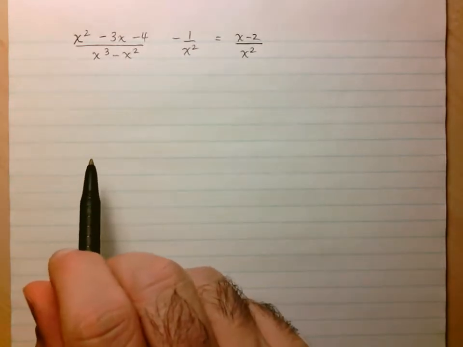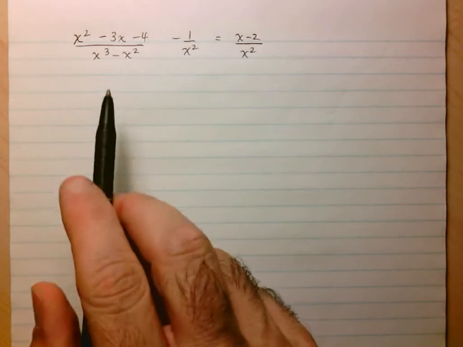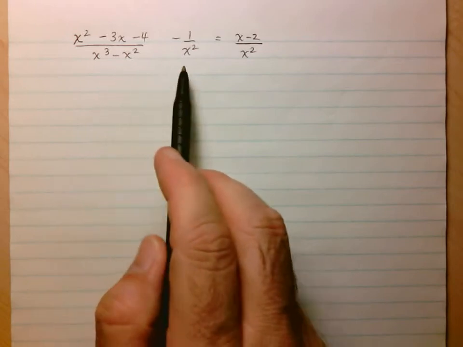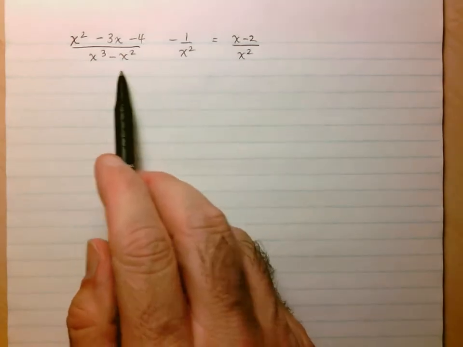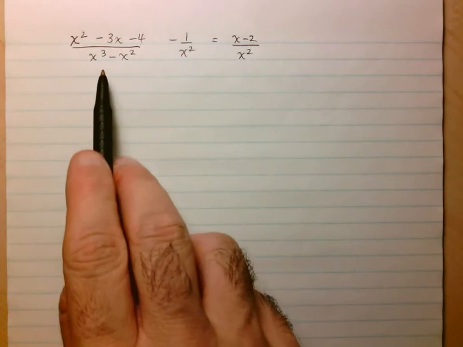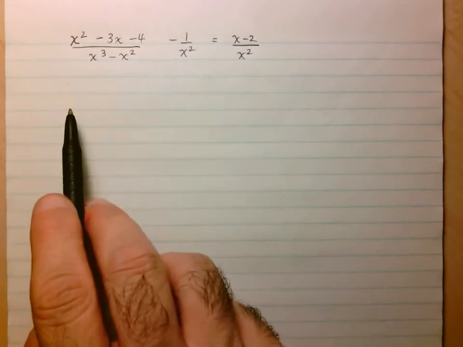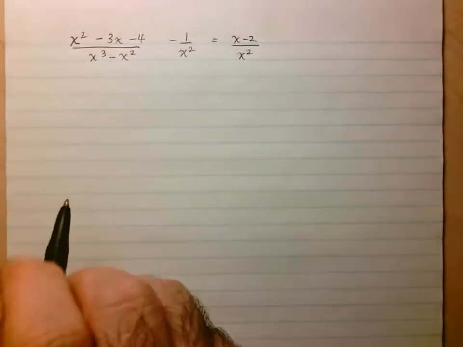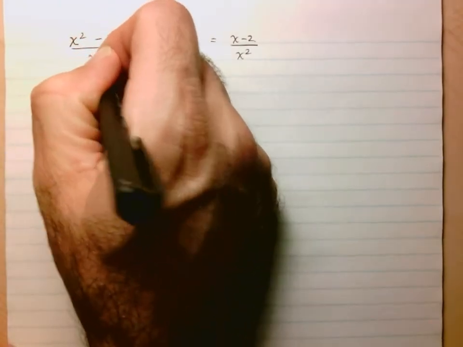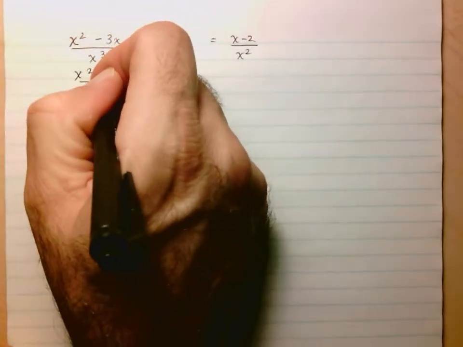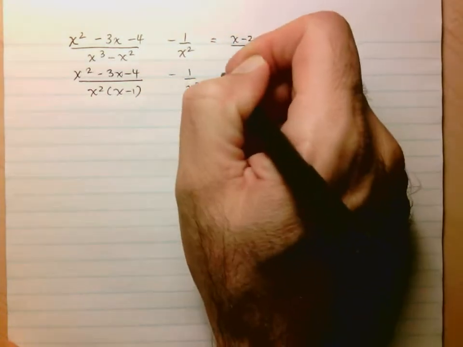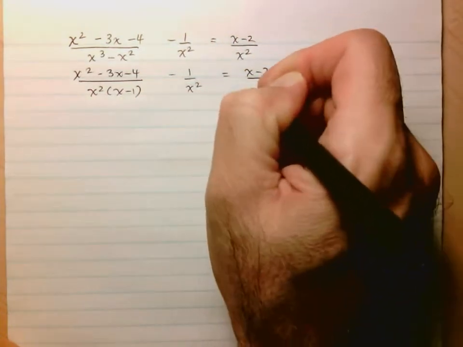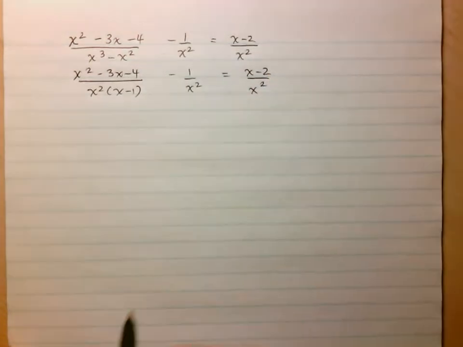The way we do that is similar to what you would have done when you had denominators that were constants: we're going to multiply both sides of the equation by the lowest common denominator. In order to do that, the best thing to do is to factor any denominators that can be factored, and we see that this first one can. So x squared minus 3x minus 4, if I factor that denominator, I get x squared times x minus 1. From here it's a lot easier to see what the lowest common denominator is.